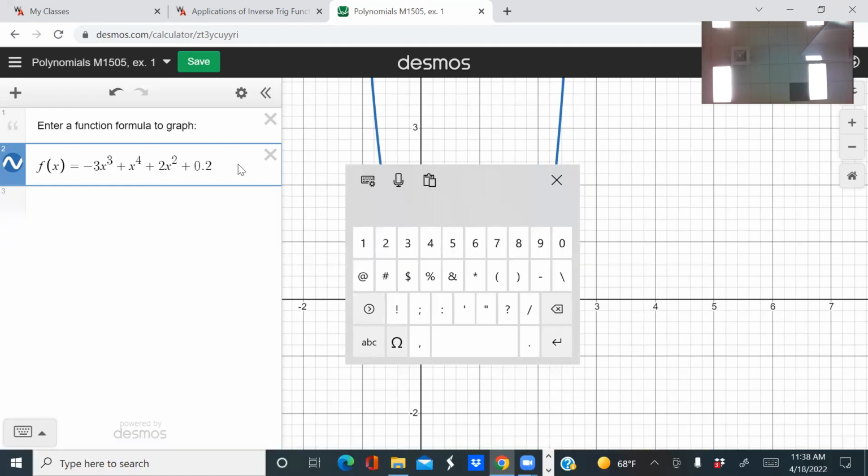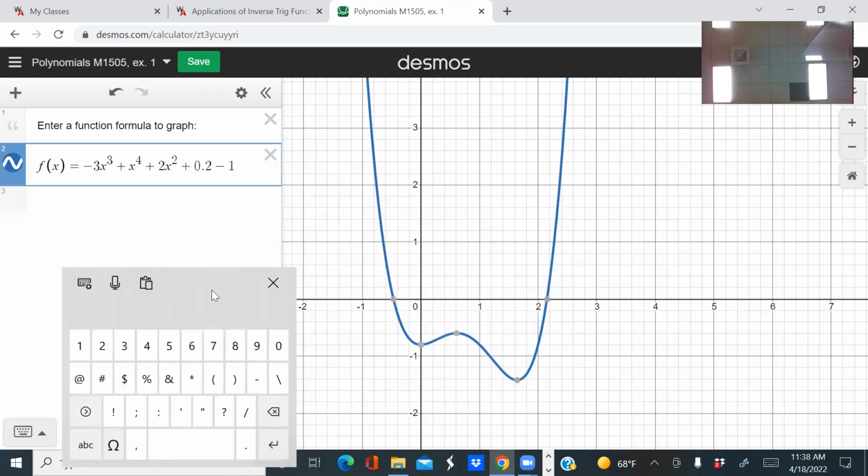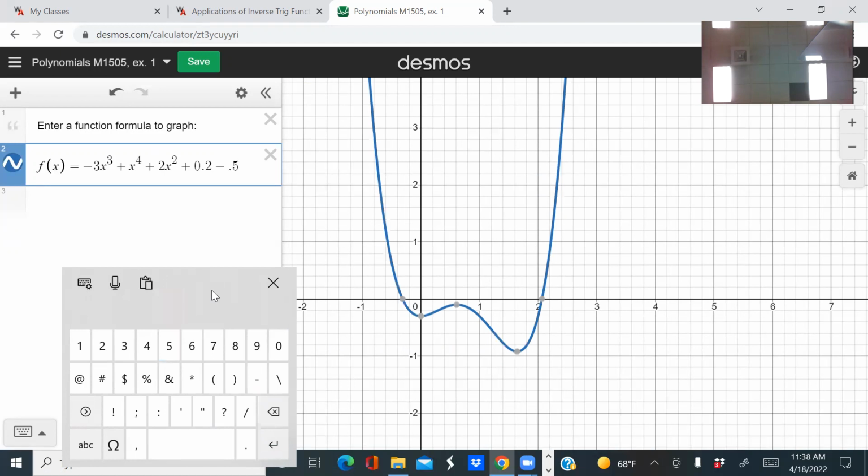Let's see what would happen if we subtract 1. That pulls it down a little bit. Oh, that's too much, because I still have only 2 x-intercepts. Let's try 0.5. Oh, that's still too much. Let's try 0.4. Does that do it? Just about. Let's try 0.3. Ah, there we go. So by shifting it down by 0.3 units, there we get 1, 2, 3, there's the 4 x-intercepts.